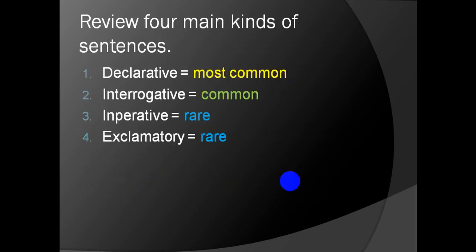Now let's review the four kinds of sentences. A declarative sentence is most commonly used when you are reading or writing your work or your school project. The second most common is the interrogative sentence. But the imperative and exclamatory sentences are very rarely used in reading and writing, and mostly used in speaking and conversations, right? So that is all for the lesson today.